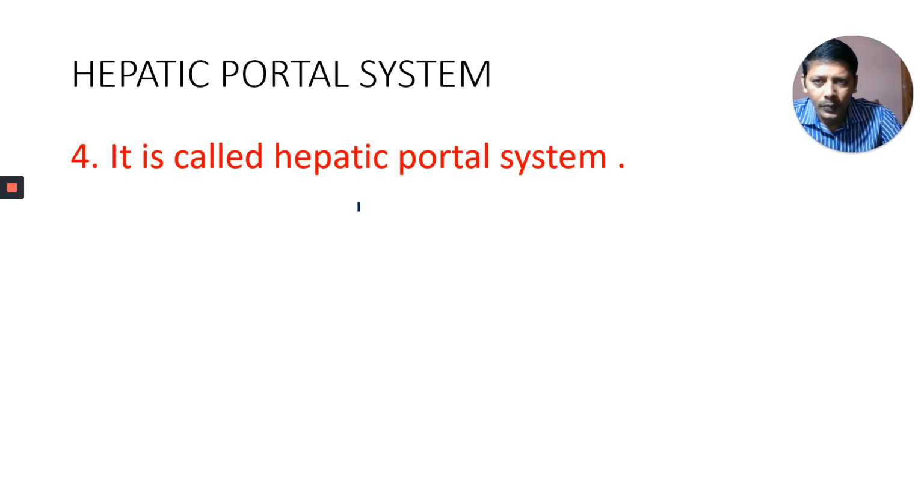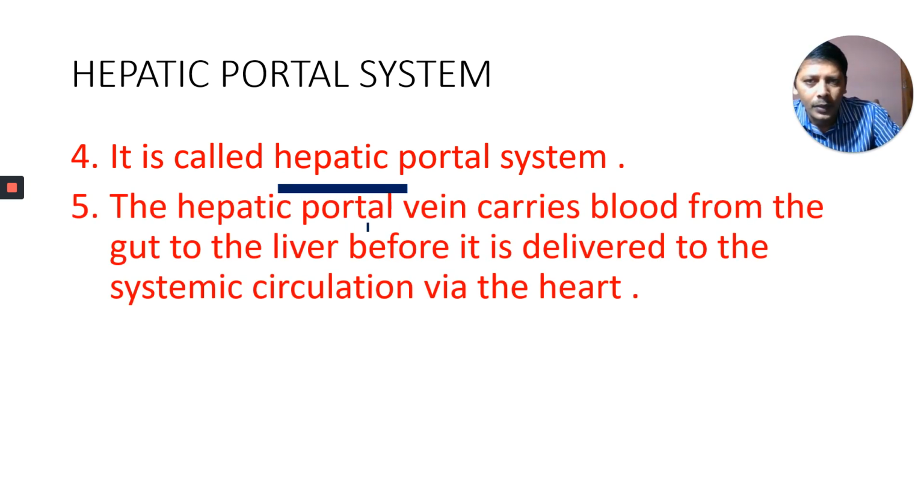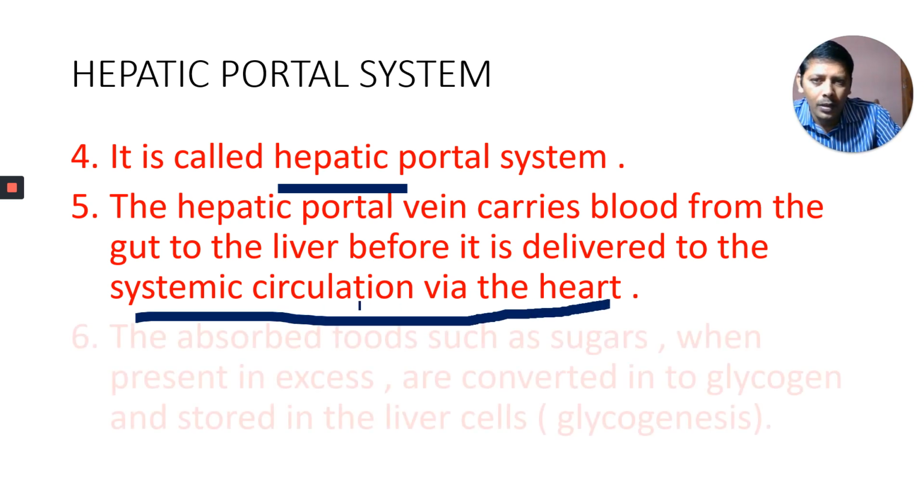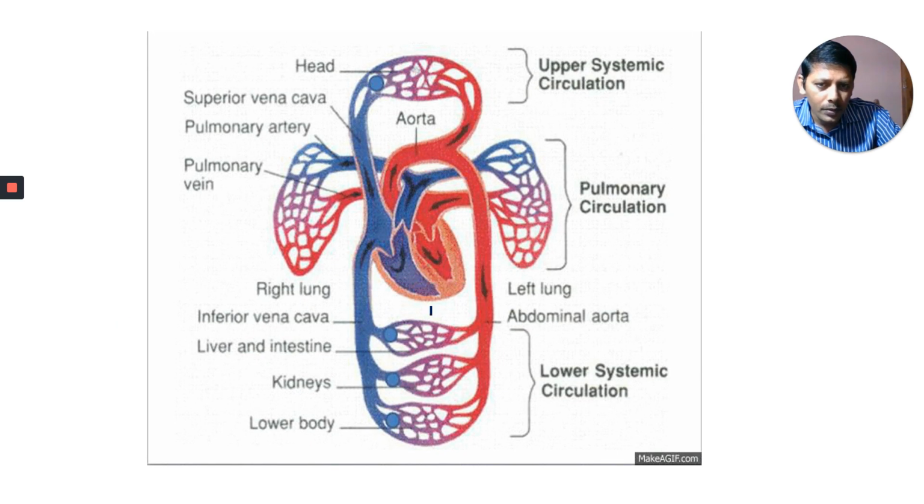Hepatic portal system. In our body there is a portal system between the digestive tract and the liver. This is called the hepatic portal system. The hepatic portal vein carries blood from the gut to the liver before it is delivered to the systemic circulation via the heart. Observe here.